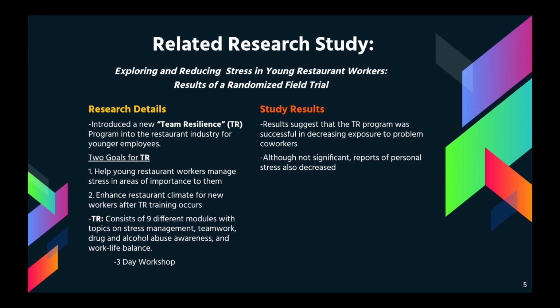So the TR consists of 9 different modules, and the topics are some such as stress management, teamwork, drug and alcohol abuse awareness, and work-life balance. And from the study, they learned that the results suggested the TR program was in fact successful in both categories, more so successful in decreasing exposure to problem coworkers. So that would be the second goal, creating a good work environment. But it did also have some effects in decreasing reports of stress in personal life.